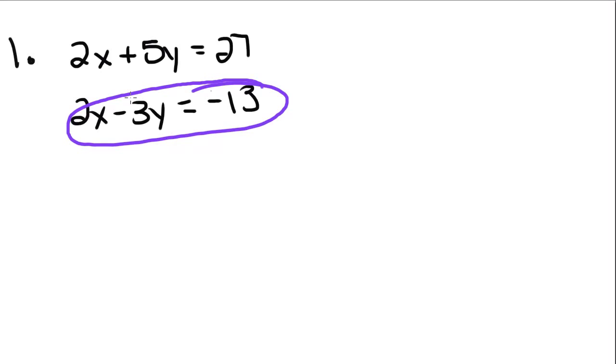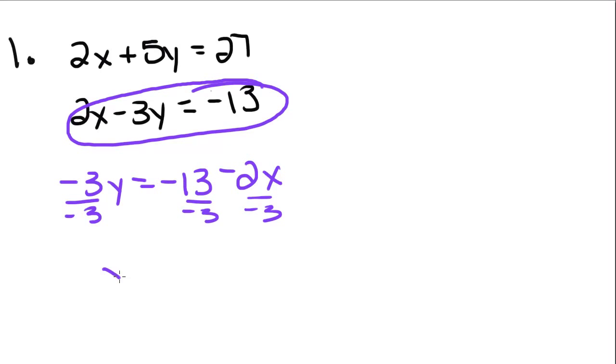So if I'm going to solve for y, I want to get y by itself. So to do that, I'm going to subtract the 2x over to the other side. So I'm going to get negative 3y equals negative 13 minus 2x. Now I'm going to divide everything by negative 3, and I'm going to get y is equal to 13 thirds plus 2x over 3. And these change signs because when you have a negative divided by a negative, the whole thing becomes positive. So both of these become positive.